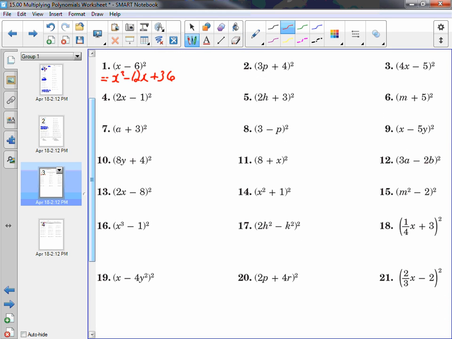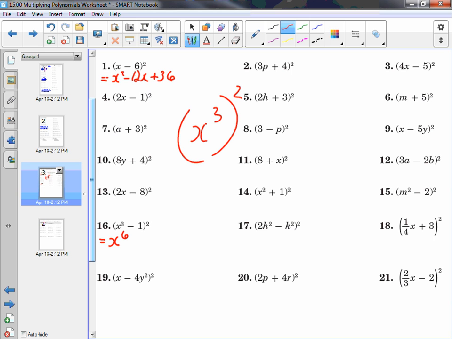Number 16 is a binomial squared. So we should get the first term squared. Now, what do you get when you square x to the third? X to the sixth. Remember, it works this way. An exponent to an exponent, you multiply exponents. X to the sixth.